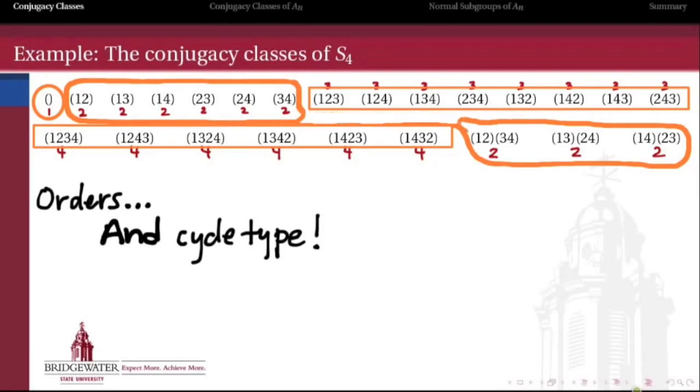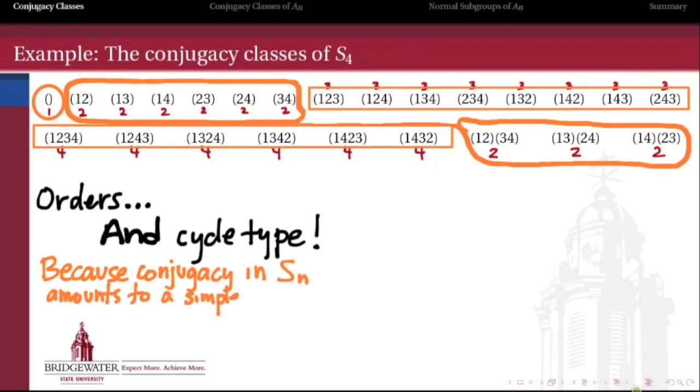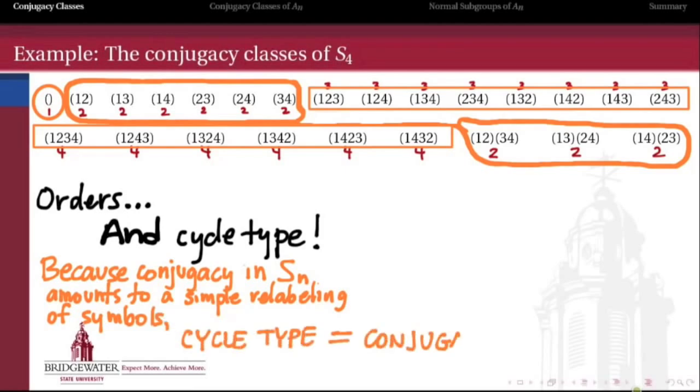Therefore, being order 2 isn't enough to group us into conjugacy classes, because those 2-cycles, (1 2), (1 3), (1 4), (2 3), (2 4), (3 4), and the 2 plus 2 cycles are not conjugate one to another because they have different cycle type. Again, the reason for that is that in the symmetric group, conjugacy amounts to nothing more than a simple relabeling of the symbols that we're permuting. So cycle type and conjugacy class are one and the same thing.